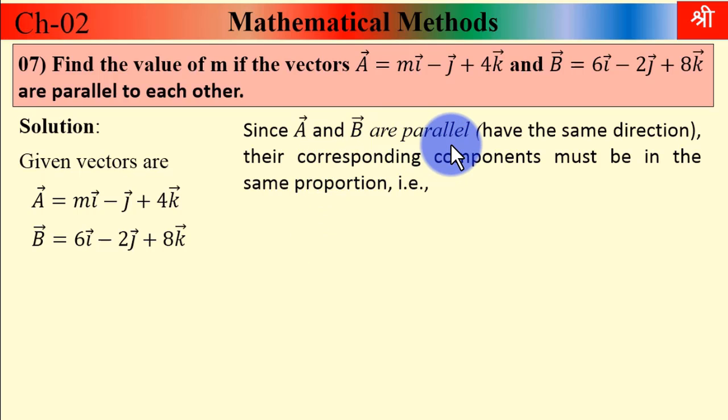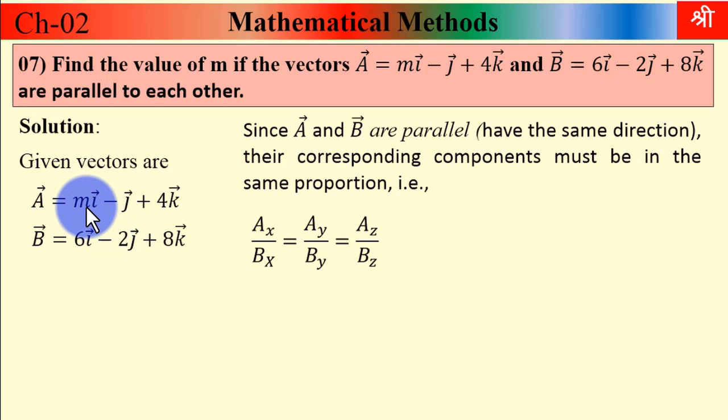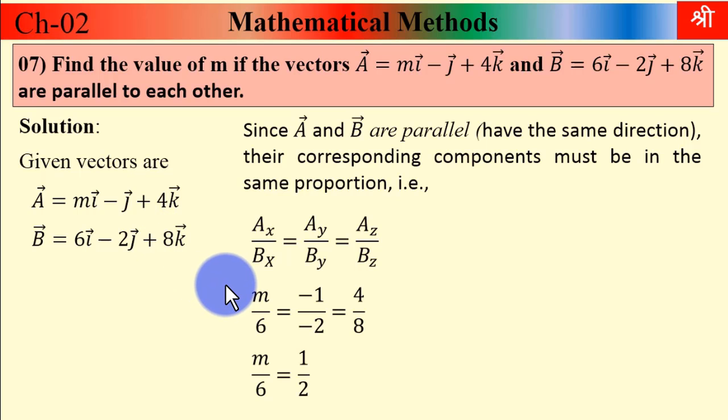Since vector a and vector b are parallel, parallel means they have same direction, their corresponding components must be in same proportion, means ratio of x components must be equal to ratio of y components equal to ratio of z components. That is ax upon bx is equal to ay upon by is equal to az upon bz. Now we can find values of ax, bx, ay, by, az, bz from these given equations. You can see ax is m, bx is 6, ay is -1, by is -2, az is 4, bz is 8. Keep these values and solve this.